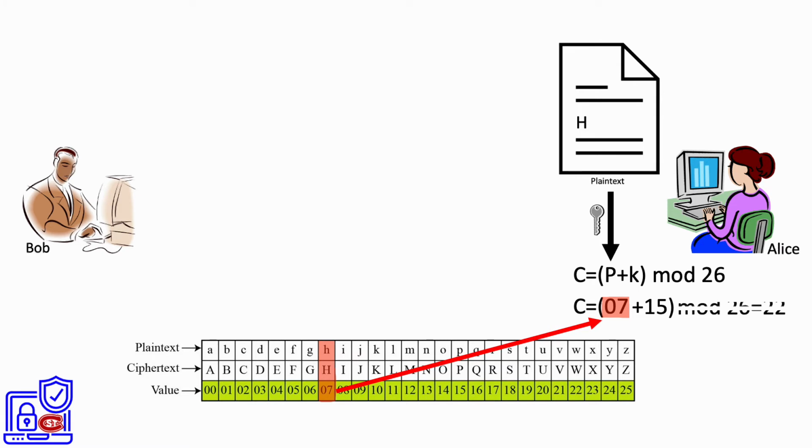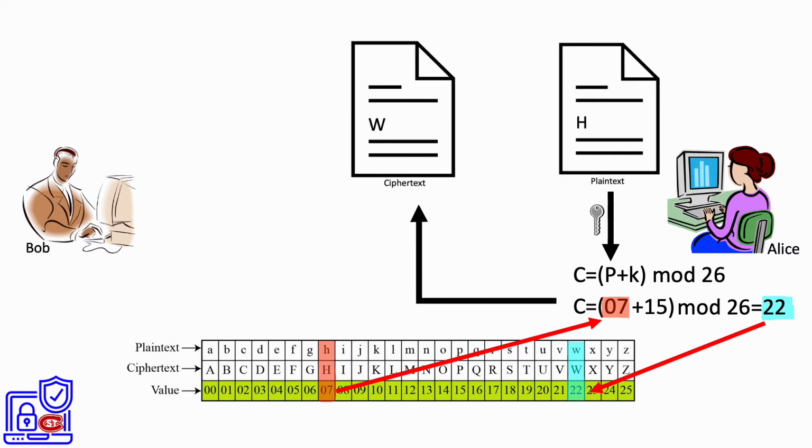Then, 7 plus 15 mod 26 would be 22. So, 22 represents our ciphertext for the plaintext H. Now, let's see what is the corresponding ciphertext for value 22 in our table. We see that it is W. So, our ciphertext for the plaintext H is W. If we had more letters in our plaintext, we could have obtained the ciphertext for each letter in a similar way. Now, let's see how decryption happens from the ciphertext.